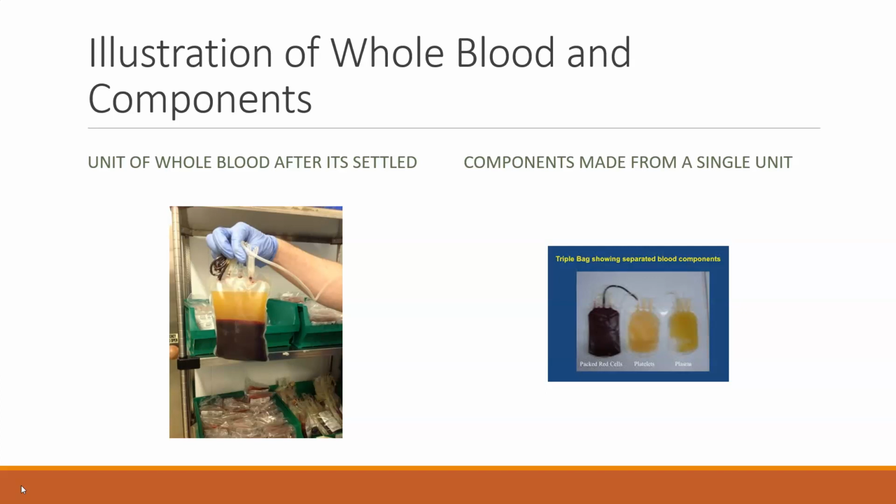The picture on the left shows a unit of whole blood that's been allowed to settle. The top part is the plasma, and you can't see the platelet layer because it's very, very thin, but it's in between the red cell layer and the plasma. If you look on the right, the components that can be made from a single unit: we have the packed red blood cells, we have platelets, and we have plasma.